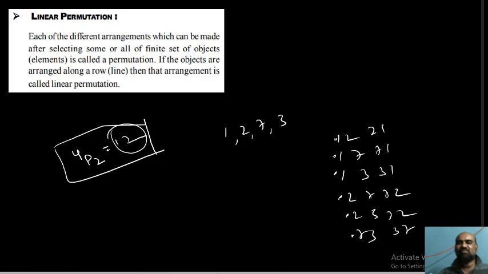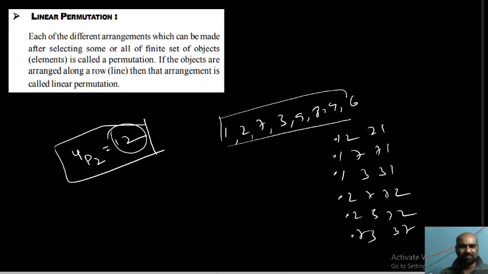How did you get this value? I just wrote all possible 2 digit numbers and counted. This is possible only when the given numbers are few. If 1, 2, 7, 3, 9, 8, 4, like that 6 numbers are given and you want to make 3 digit numbers, I can't write all the 3 digit numbers and count. I can, but it will take time. So by using the permutations tool, I can give the answer. That means how many ways I can select 3 from these numbers, and after selecting, how many ways I can arrange them in a row. This is the concept of permutations.